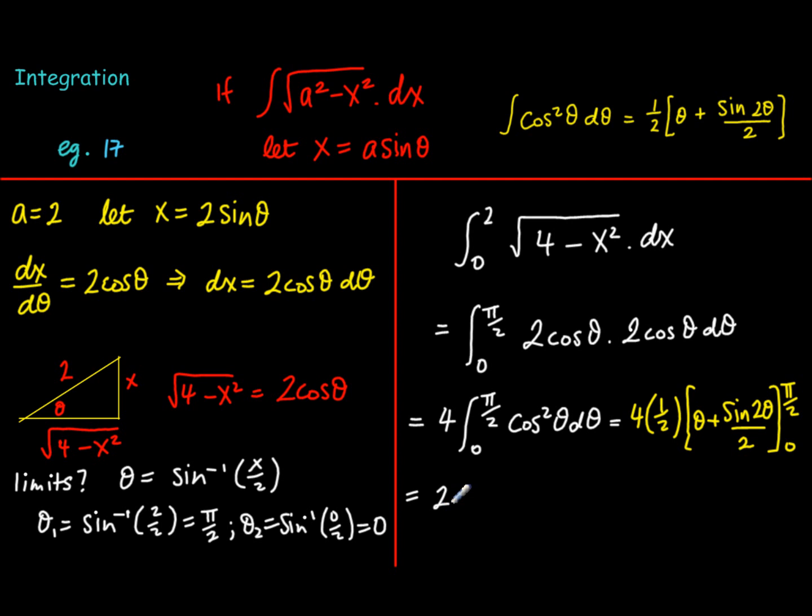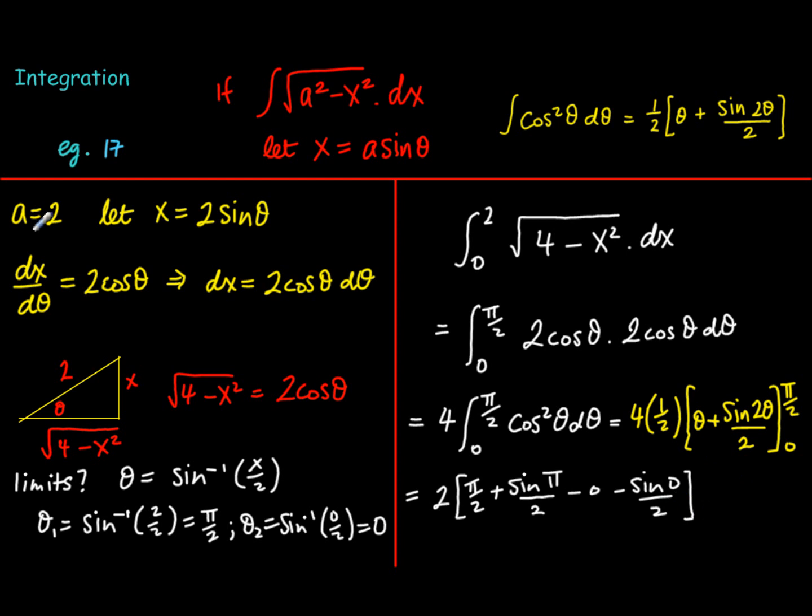Now 4 halves are 2. So we sub in pi over 2 for theta. Now 2 times pi over 2 would be sine of pi. This is divided by 2. And we have sub in 0. And we get 2 zeros are 0, so that's sine 0 over 2.